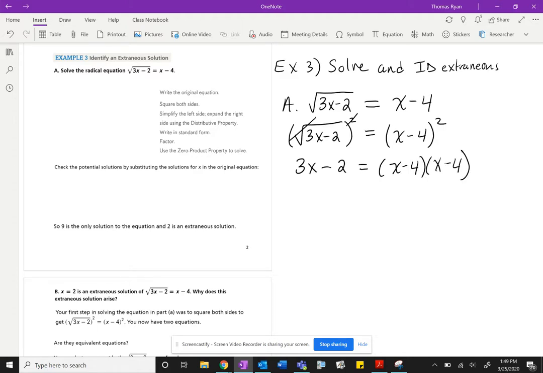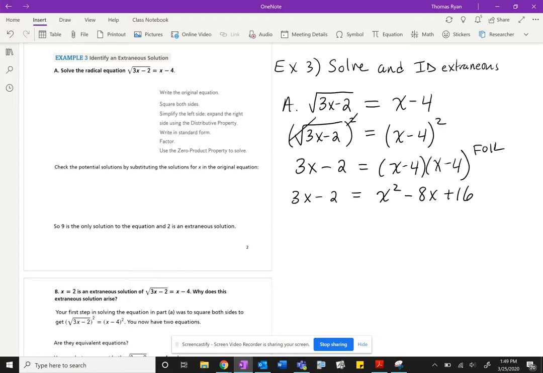So, repeat the parentheses. That looks like something we're going to have to FOIL. So what? We've got it. All right, 3x minus 2. First is x squared. Outside negative 4x, inside negative 4x, so that'll be a negative 8x. Last, negative 4 times negative 4 makes it a 16. Okay, now this is like chapter 2, people. This is like chapter 2 all over again.